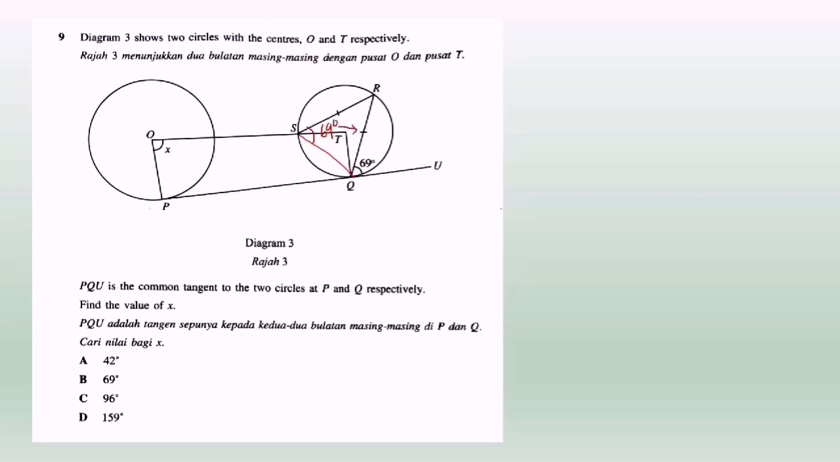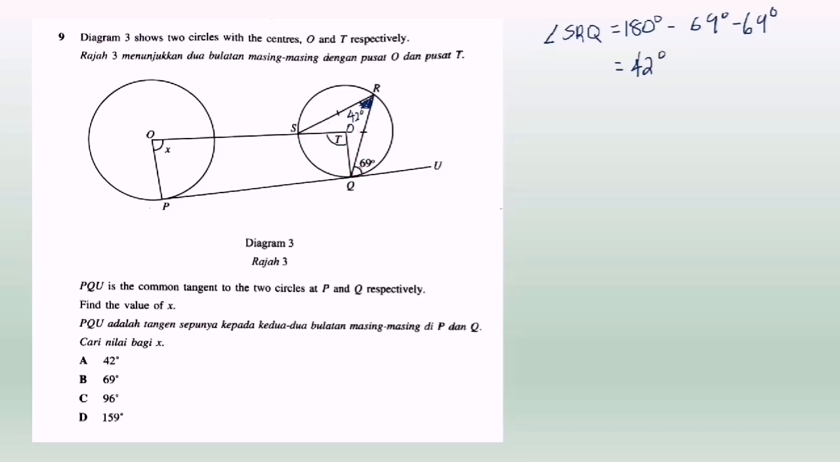So this is the alternate segment. So the angle outside here is also 69. The triangle SRQ is an isosceles triangle. So this angle also equals 69. And so angle SRQ equals 180 degrees minus 69 degrees minus 69 degrees equals 42 degrees.